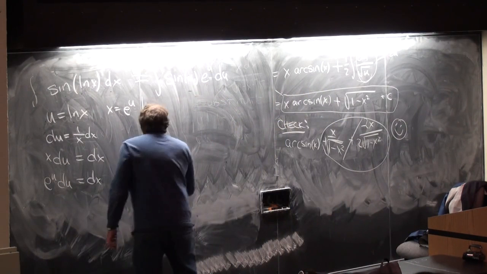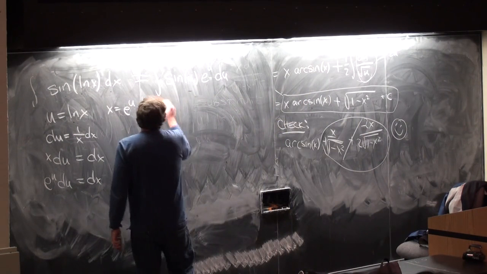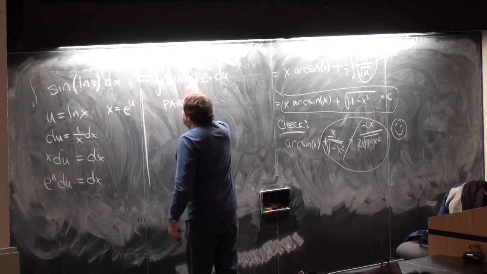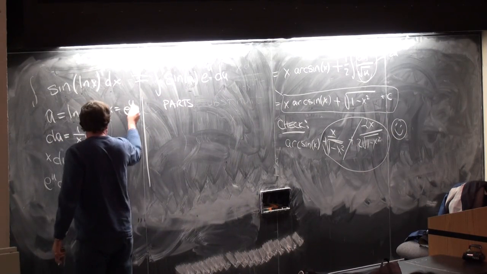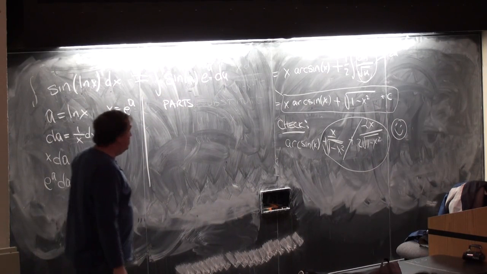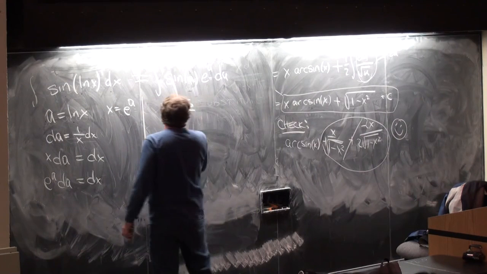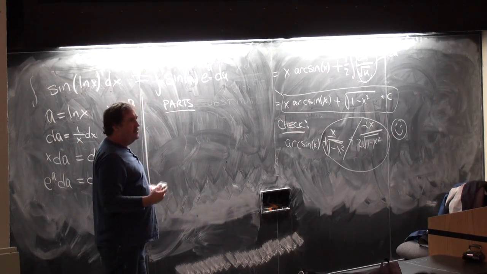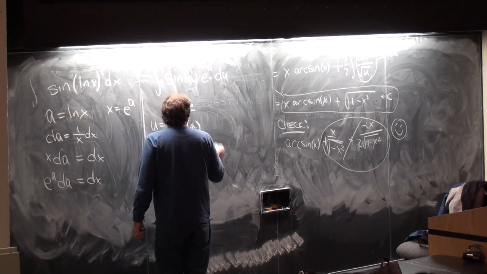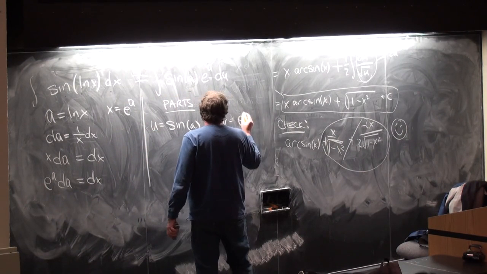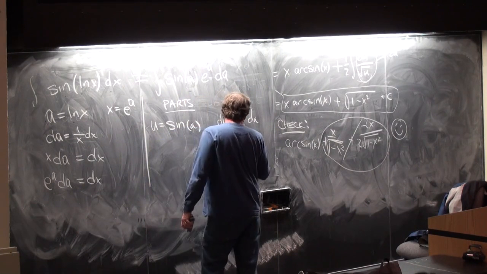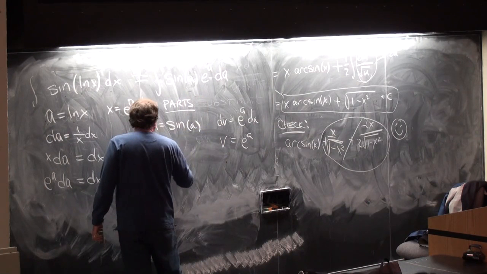Okay. So now we do parts 2 times. Unfortunately, instead of u, I'm going to call the substitution variable a, because I want to use u for parts. So the substitution I made was with a. Now I'm going to do parts, and I can choose either part to be u and the other part to be dv. So I'm going to choose u to be the sine and dv to be e to the a da. And so that means v is e to the a, and du is minus the cosine.